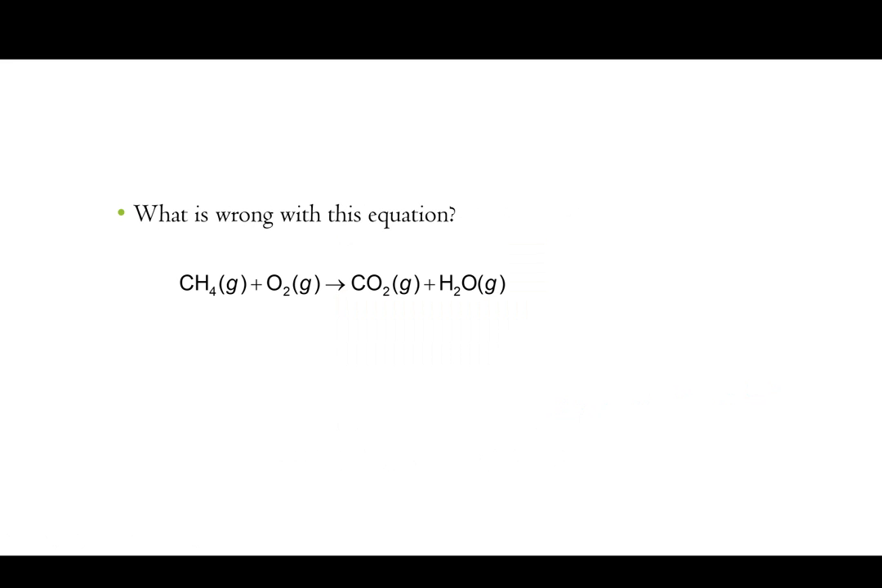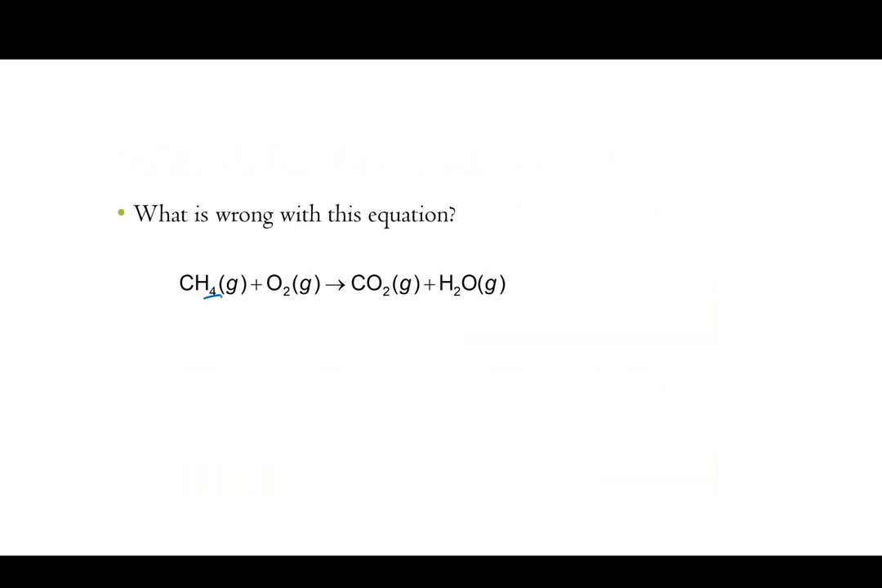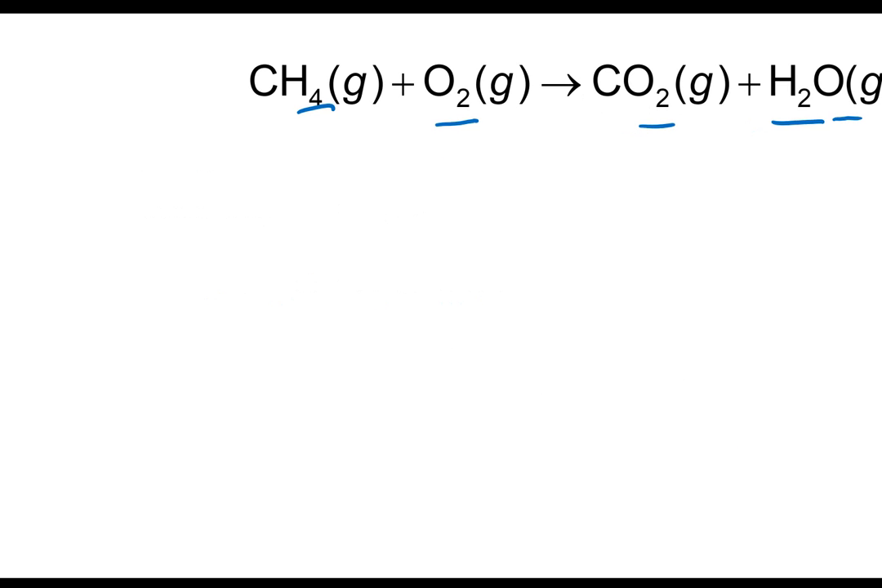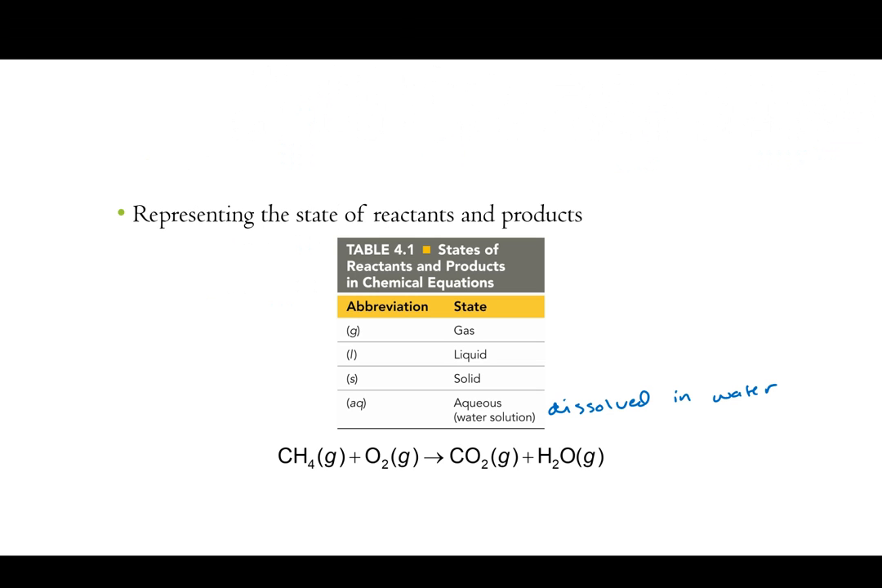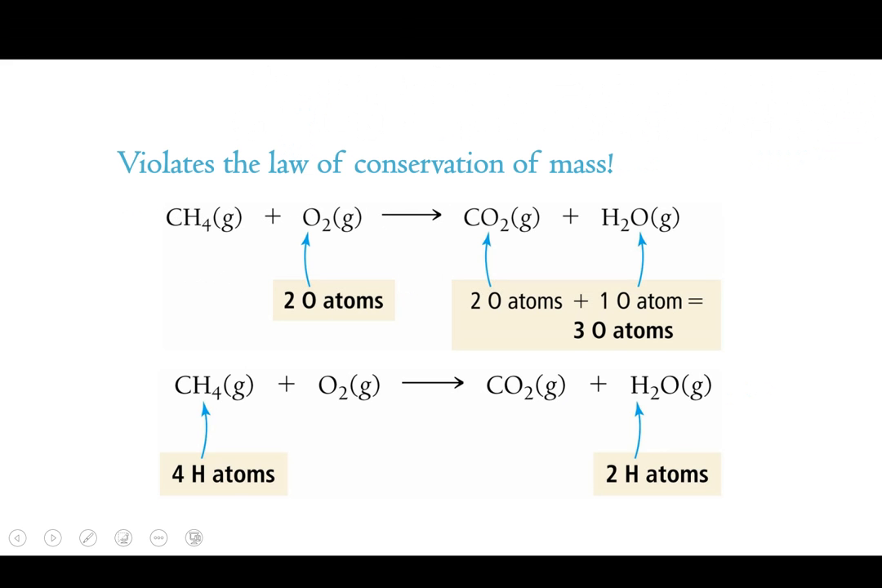So looking at this equation here, CH4 plus O2 yields CO2 plus H2O. If we're looking for what is wrong with it, I'm just giving it away: I have 4 hydrogens on the reactant side. I only have 2 hydrogens on the product side. I also have 2 oxygens on the reactant side, and I have 3 oxygens on the product side. So as it stands, this reaction is violating the law of conservation of mass, as explained here.